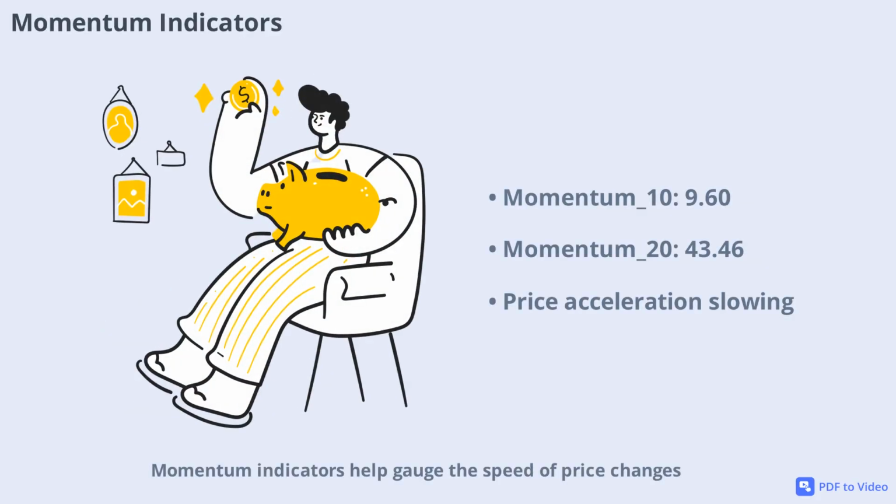Momentum indicators help gauge the speed of price changes. ADBE's Momentum 10 is 9.6, and Momentum 20 is 43.46, both positive, indicating upward price acceleration. However, the price acceleration value is minus 15.48, suggesting a recent slowdown. This mixed picture highlights the importance of monitoring momentum for early signs of trend reversals or continuations.